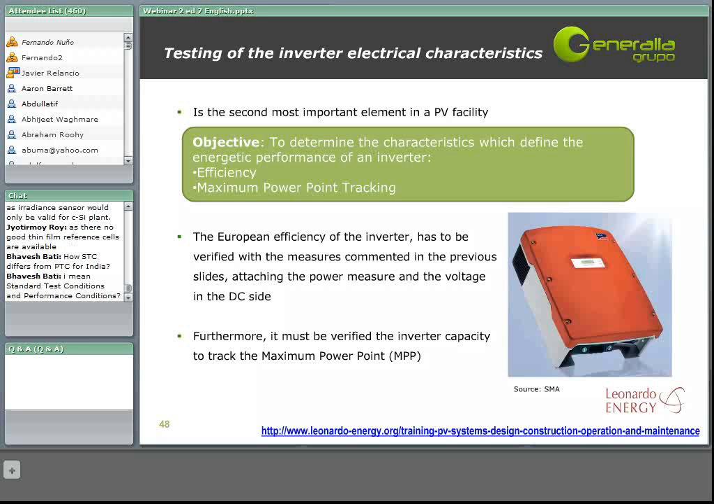It is very important to verify that our inverter is working at the maximum power point, because like this we can obtain the maximum production from the modules in our PV facility.